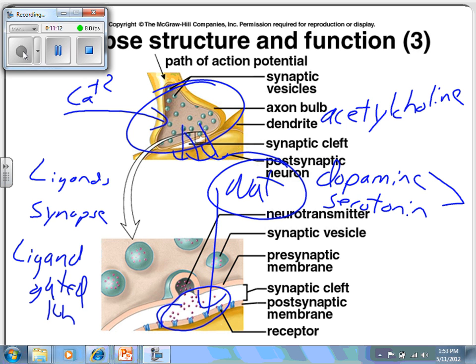Right, but know that those are neurotransmitters, and know that neurotransmitters are cell signals that let one nerve pass its impulse on to the next. And they do that by crossing a synapse, binding to a receptor, and then opening up sodium channels, which will lead to the creation of an action potential.